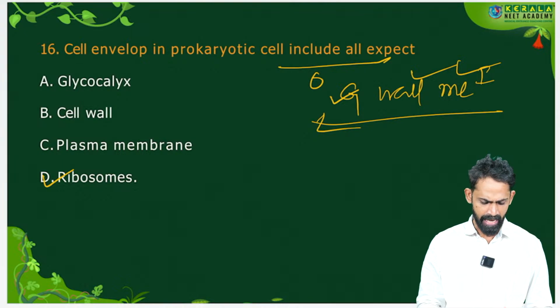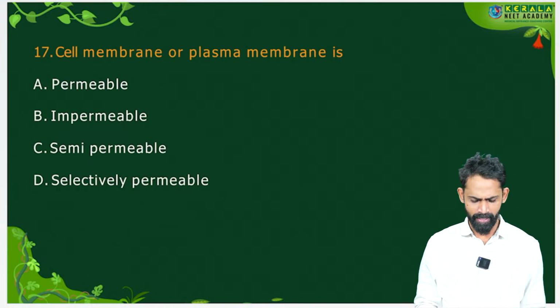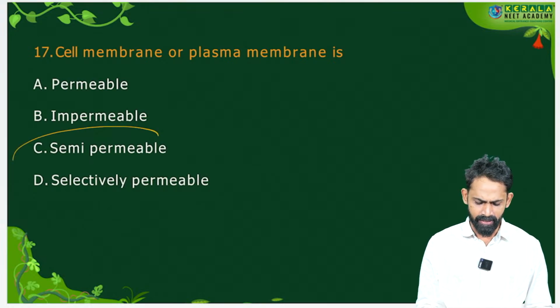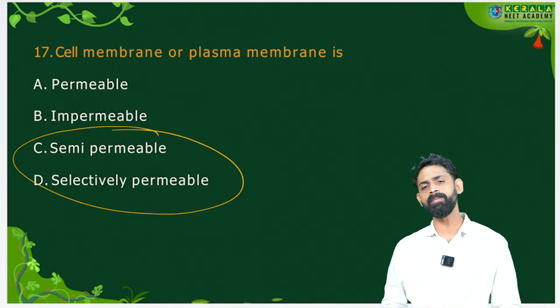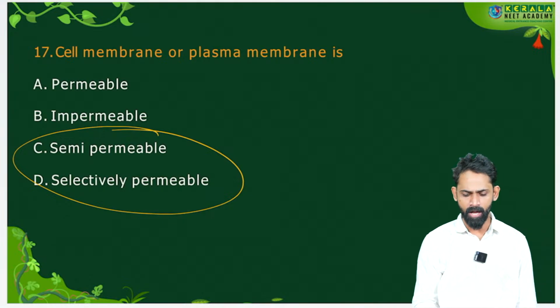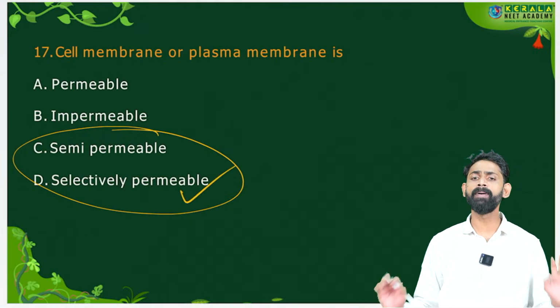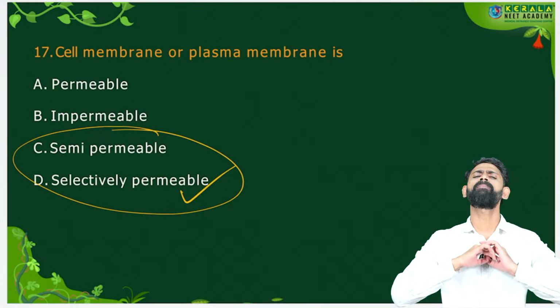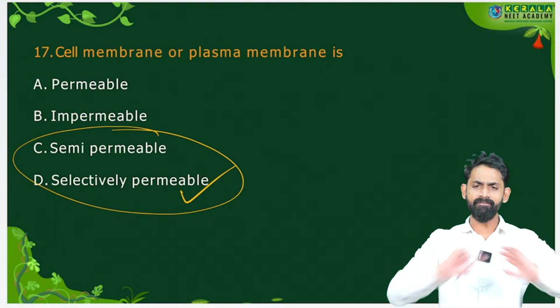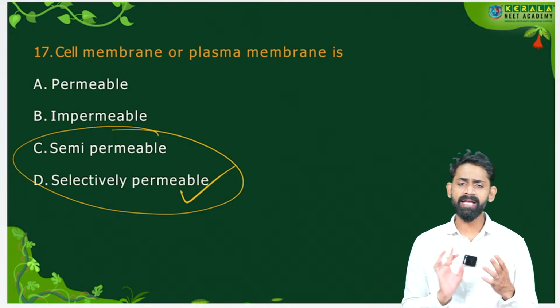Okay. Next one is the cell envelope or plasma membrane. Some persons will get confused whether it is semi-permeable or selectively permeable. The plasma membrane absolutely belongs to selectively permeable. Plasma membrane or cell membrane is never semi-permeable. The reasons come later.